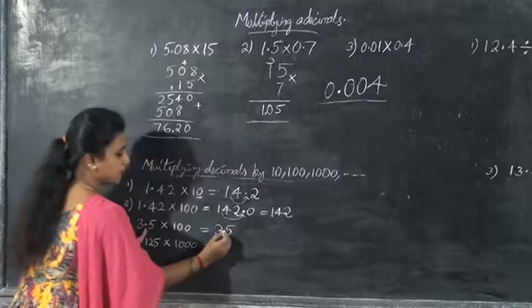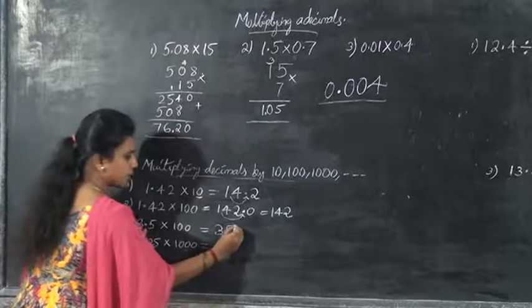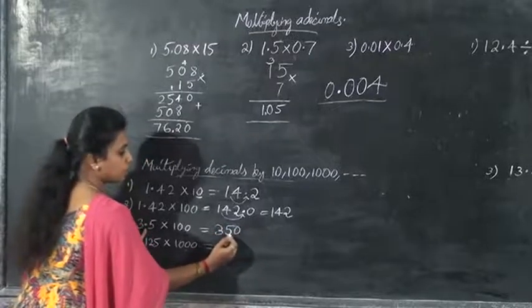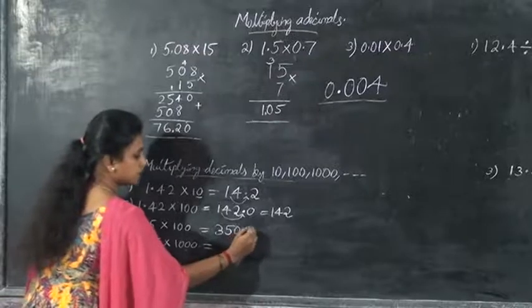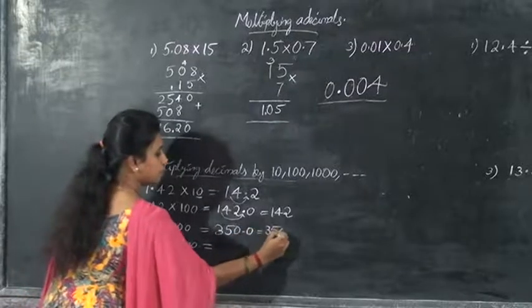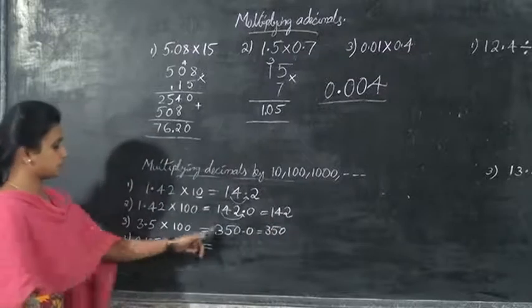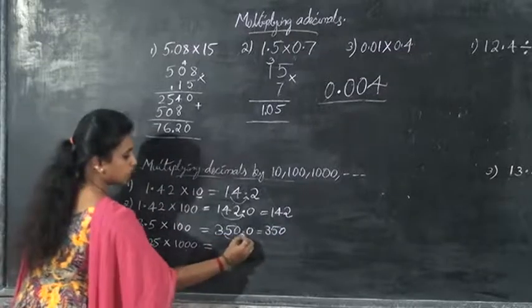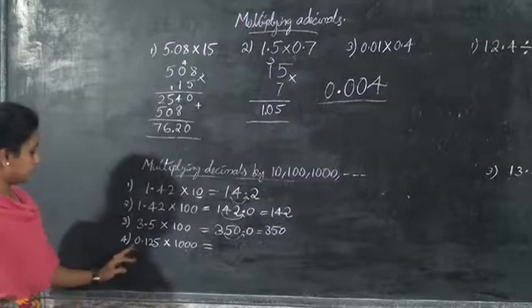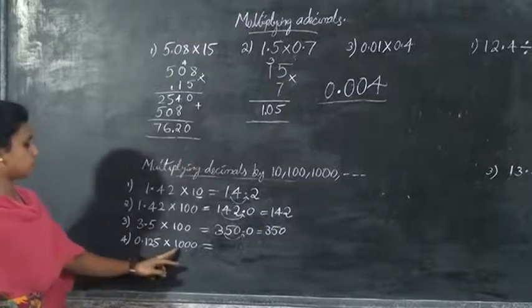So 3, 5, 2 places. When moving from here to here, you need a 0 here, only then will it count 2 places. So 1 2, then put the point, 0. 350 is the answer. 2 places to the right. The point that was here came here. Clear? Then next is 0.125 into 1000.